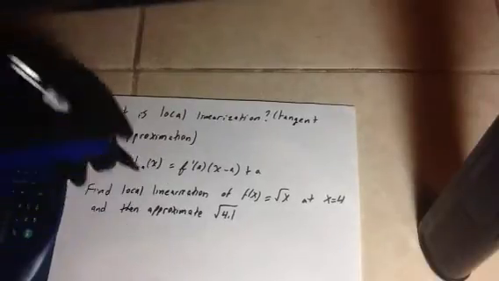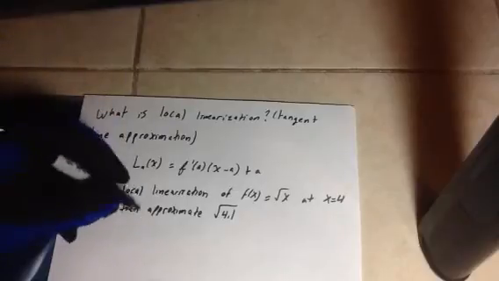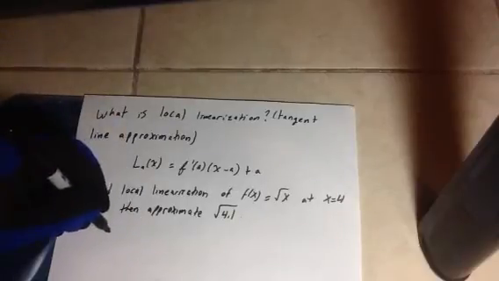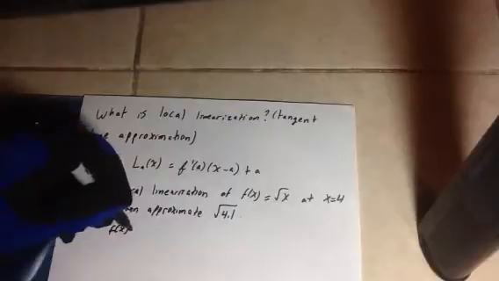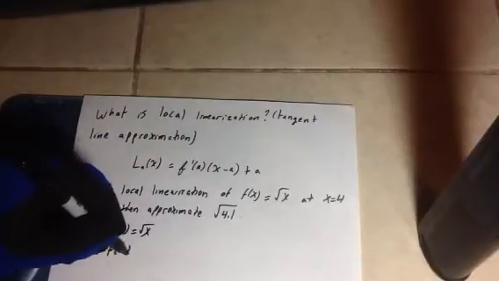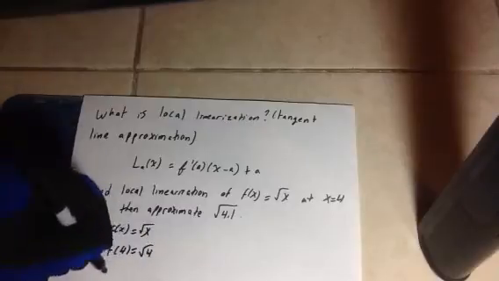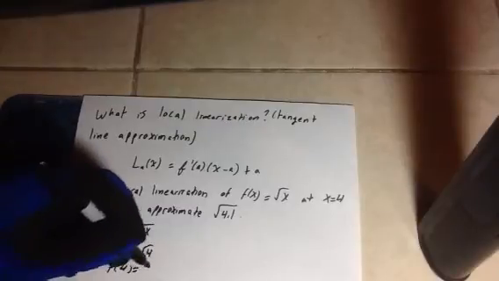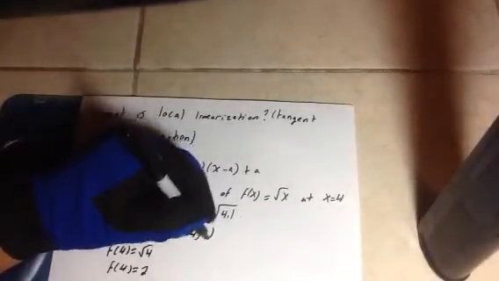So first we're going to solve for the actual point. We'll use the function f of x equals the square root of x. We'll plug in our f of 4, get the square root of 4, and that will be equal to 2. So we get a point, (4, 2), that's one of our points.